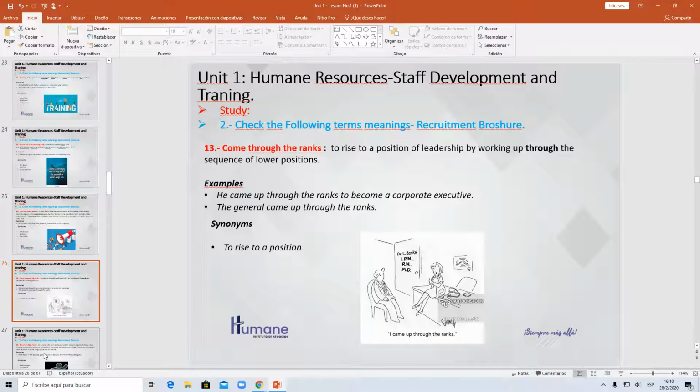Come up through the ranks means to rise to a position of leadership by working up through the sequence of lower positions. Examples of sentences using this expression could be: he came up through the ranks to become a corporate executive. The general came up through the ranks. Okay? Synonyms: to rise to a position, starting from a low position to a higher one in a very specific period of time.